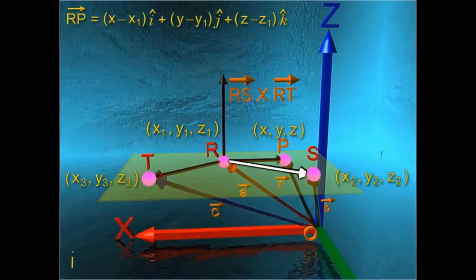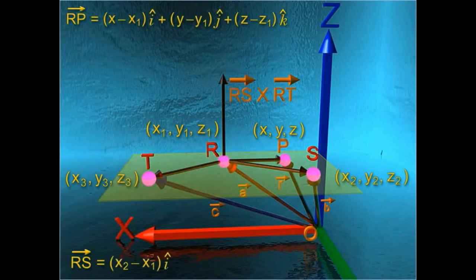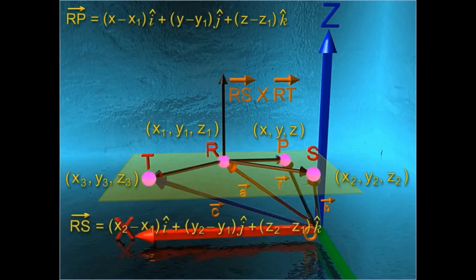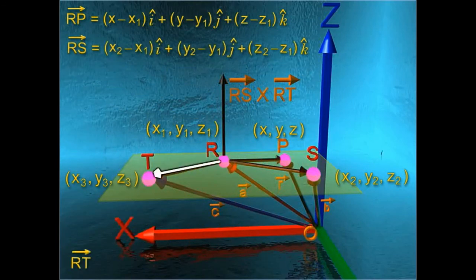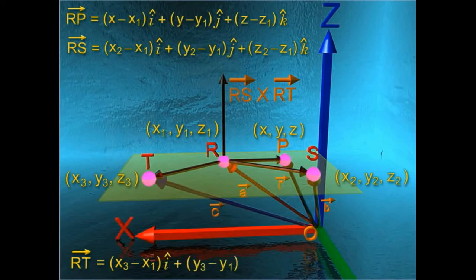Similarly, vector RS can be represented in the component form as x2 minus x1 i cap plus y2 minus y1 j cap plus z2 minus z1 k cap, and vector RT can be represented as x3 minus x1 i cap plus y3 minus y1 j cap plus z3 minus z1 k cap.